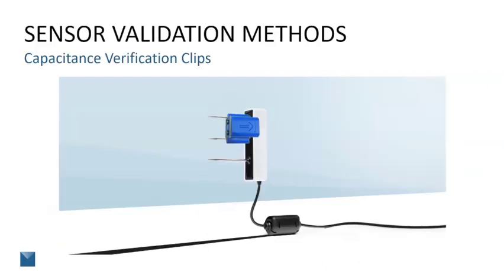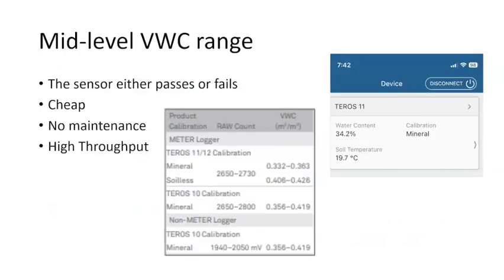So one of our solutions for this problem is a simple field clip. And it's a known capacitance. It just clips onto the sensor. You can use it anywhere. And what you get is a range. The sensor either passes or fails. There's no interpreting the data. There's no special technique. The clip only fits on one way. That wasn't a challenge.